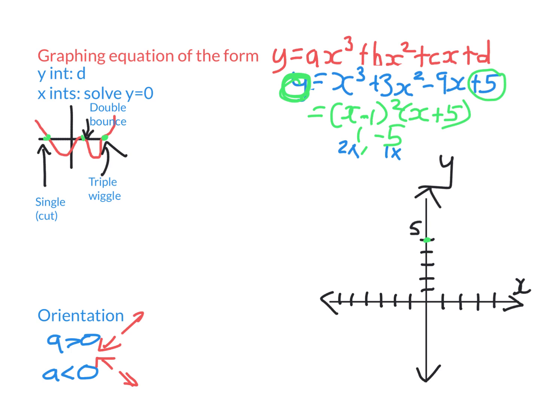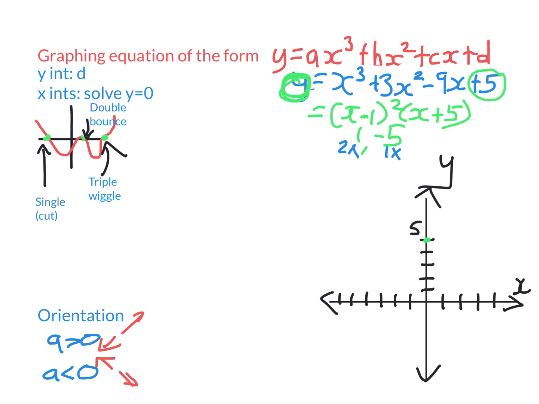So if you had x minus 1 cubed, 1 would be a triple root. X minus 1 squared, 1 would be a double root, and x minus 1 just by itself would be a single root. Single roots cut the x-axis, double roots bounce off the x-axis, and triple roots are inflection points. That's what I mean by this wiggle here.